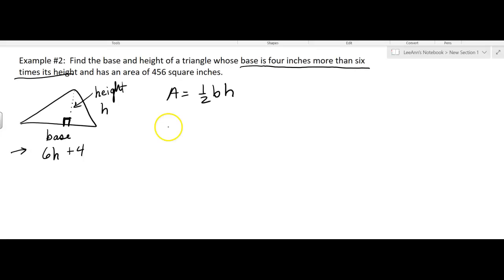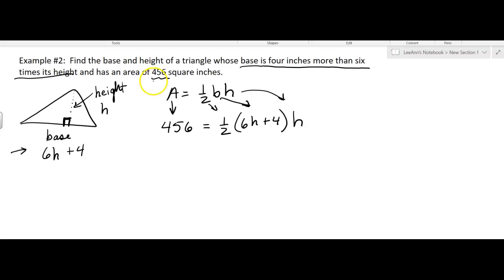Now my formula is going to say the area, which I happen to know is 456. And then my base is 6h plus 4. And then my height is just h. Okay, so that's how it goes into the formula. They tell me the area. The 1/2 is part of the formula. The base we said was going to be 6h plus 4. And then the height, that's what we're going to try to solve for here.